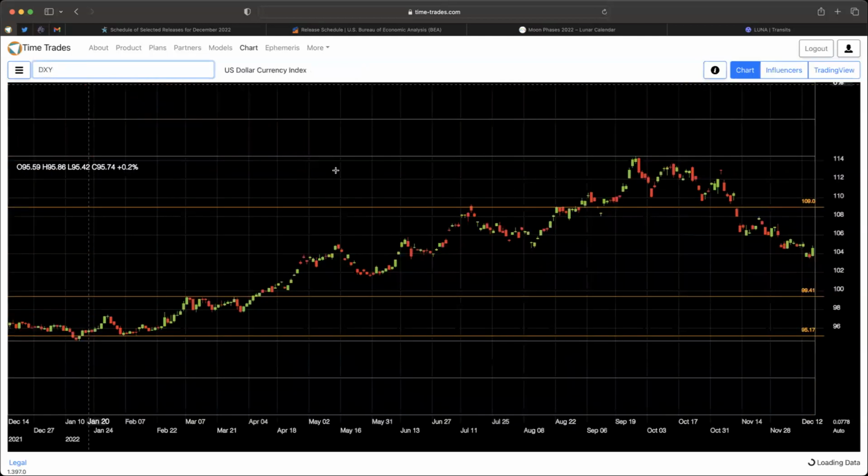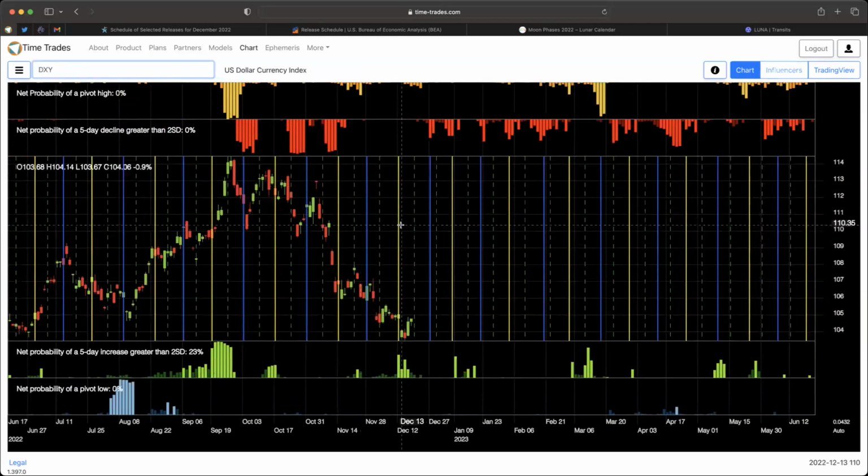Let's take a look at the dollar. All right, so the dollar got a bit of a pop from December 14th as the hawkish FOMC meeting concluded. So what we're seeing here is some red in the forecast indicating probabilities that the dollar is going to move down here. Not a lot of clarity, I guess, in the pattern.